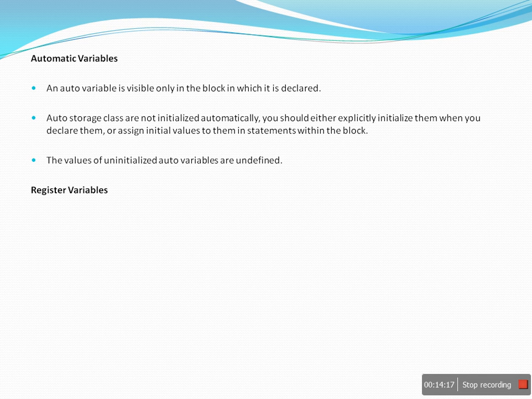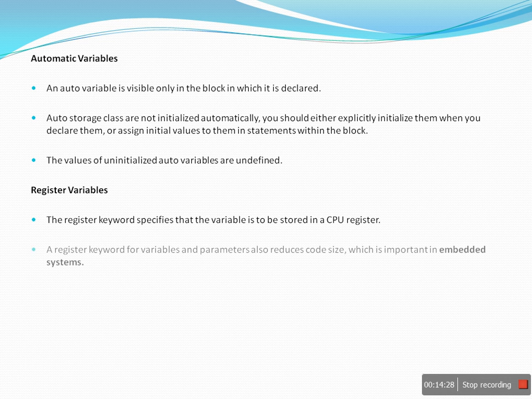So what are the register variables? First property: the register keyword specifies that the variable is to be stored in a CPU register. A register keyword for variables and parameters also reduces code size, which is important in embedded systems.